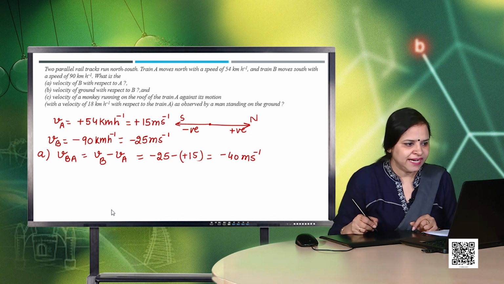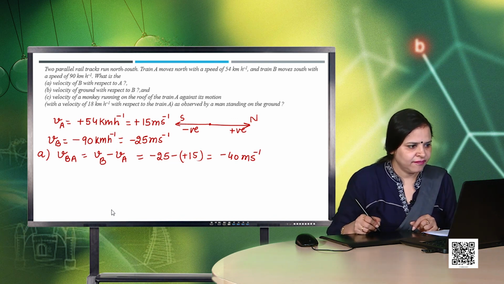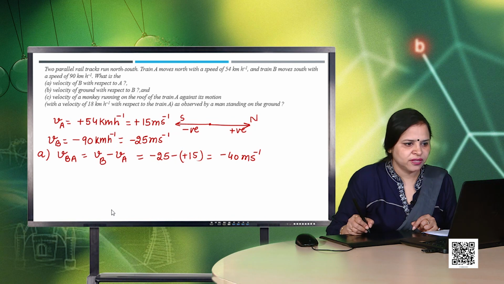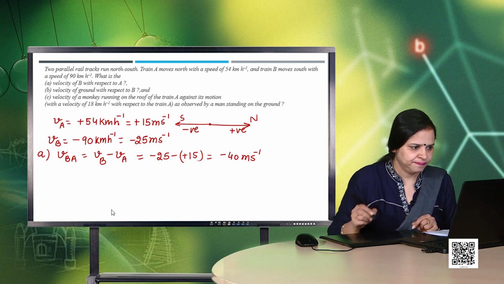So, how do we interpret this result? Since the velocity of B relative to A is minus 40 meter per second, it means that the velocity of B relative to A is 40 meters per second from north to south, that is, towards south.